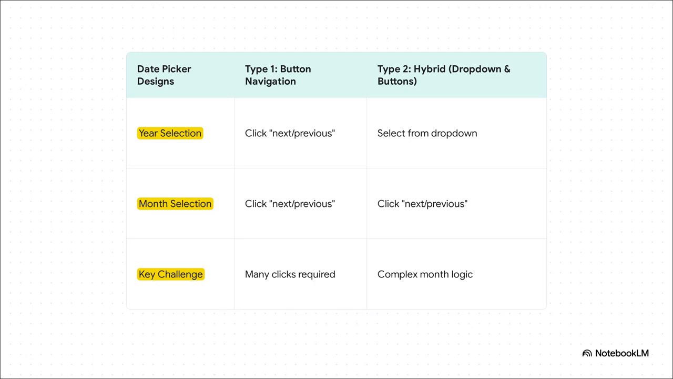Let's make this real. Look at these 2 common designs. For a type 1, with just simple buttons, trying to get to the year 2030 might mean your script has to click next like 100 times. But with a type 2, you might get lucky and have a drop-down to just pick the year directly. Way faster, right? But then it gets tricky, because clicking next for the month when you're on December might accidentally flip you over to the next year, messing up the year you just picked. Your script has to be smart enough to handle these different behaviors.